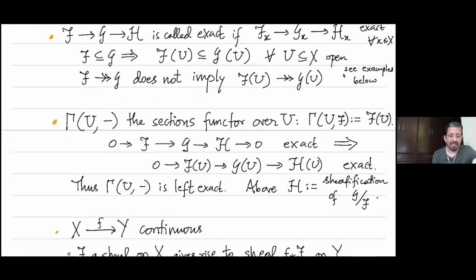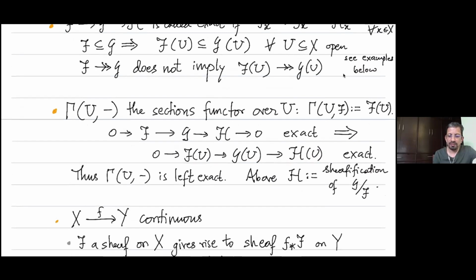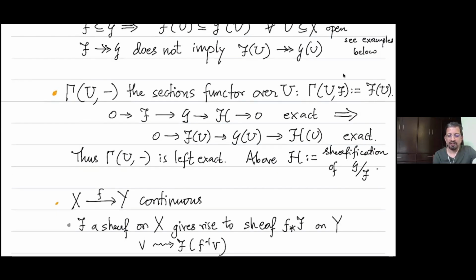And one can make a functor out of it, because we can have an exact sequence of sheaves or presheaves like this, and we can apply this functor. That will give rise to a sequence like this. I will not prove this, but it's not difficult to see that if you have an exact sequence like this, what one gets is an exact sequence like this. Notice what is missing is the exactness on the right. So it's only exact on the left. So the sections functor is only exact on the left. Again, the examples which we see below will highlight this.